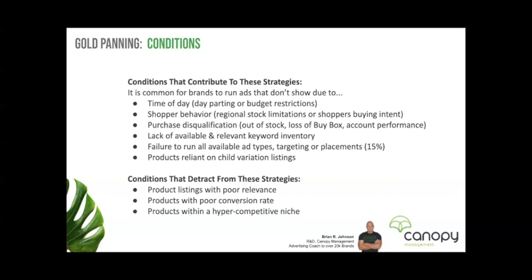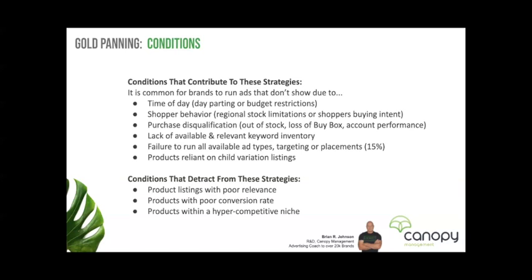Let's see here, what else? So poor conversion rate. Products within a hyper-competitive niche. Certainly if you're in the supplement space, I can guarantee you there's enough available ads running by competitors that Amazon has plenty of selection. This will probably not work in something like pet supplements, or human supplements would be difficult, unless it's kind of more of a niche product.